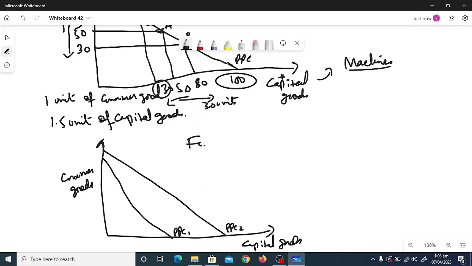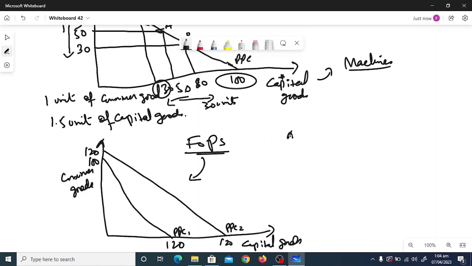In short, the factors of production increase, and that is the reason the curve is shifting outside to the right hand side. This is one of the main reasons the production possibility curve shifts to the right. The production possibilities increase. Earlier you were producing 100 units, now you can produce 120 of both. So remember, you need to tell the examiner that it is because of an increase in factors of production.